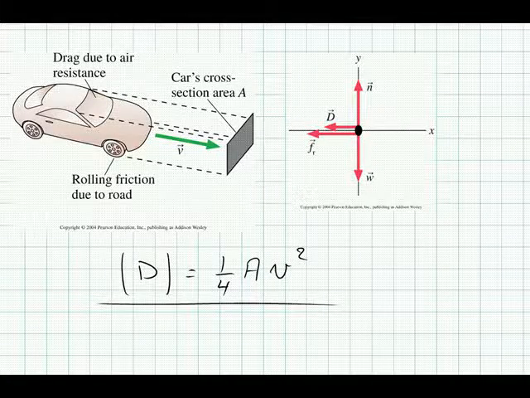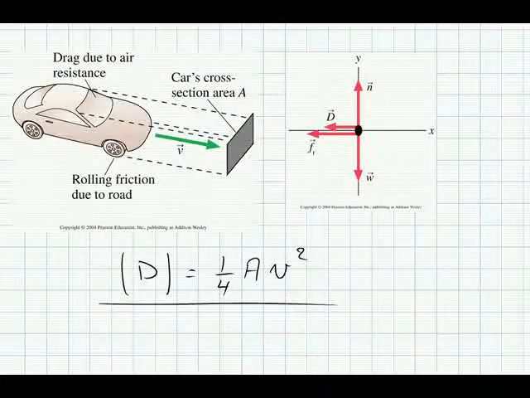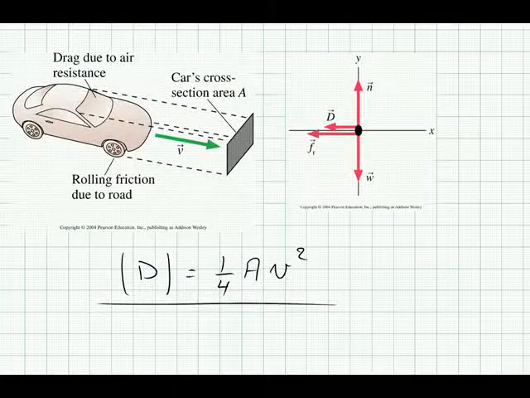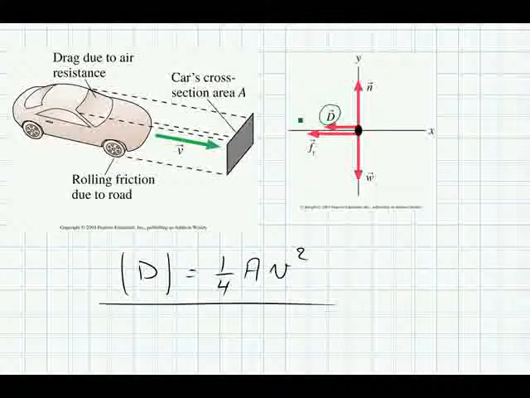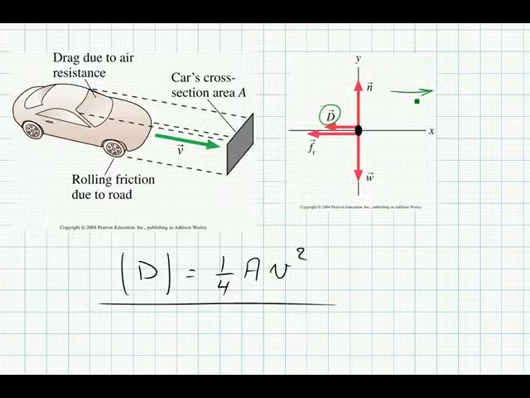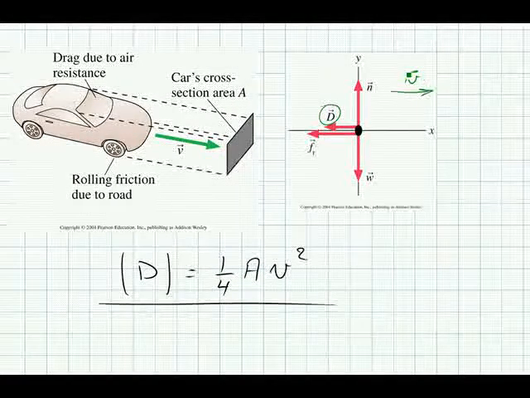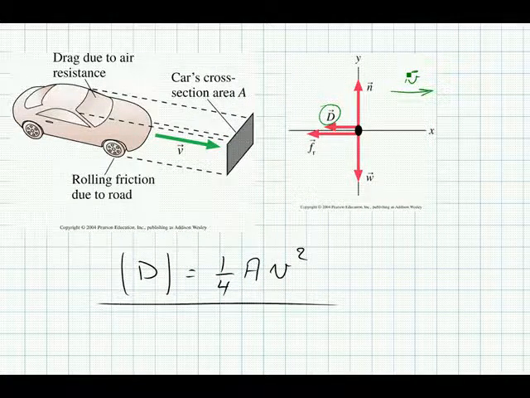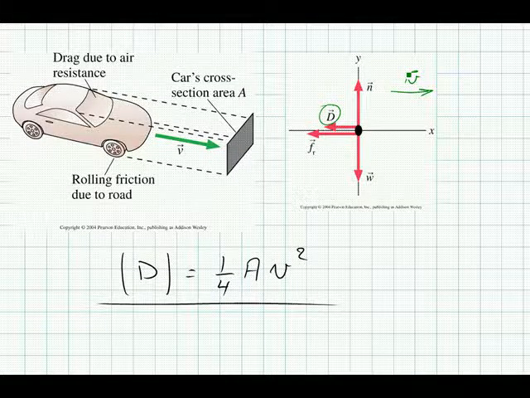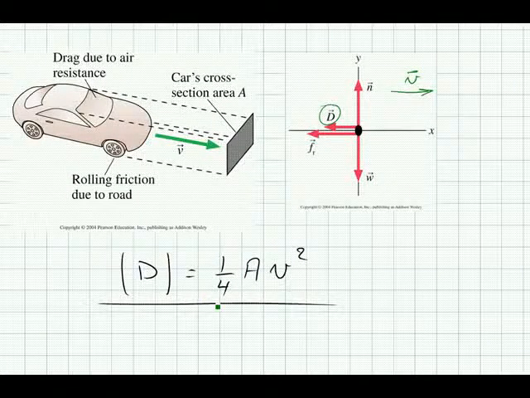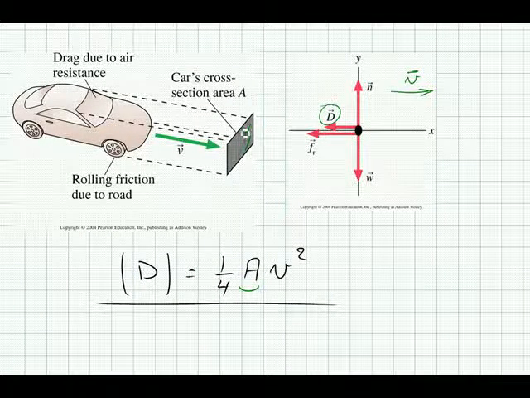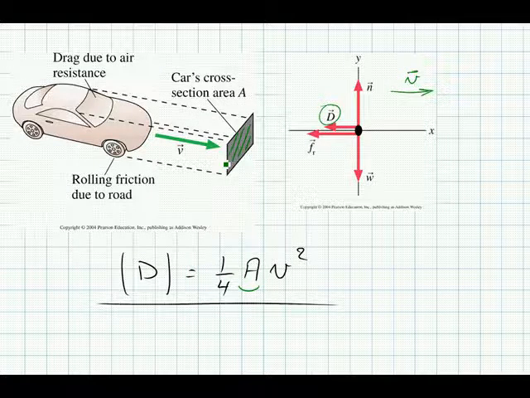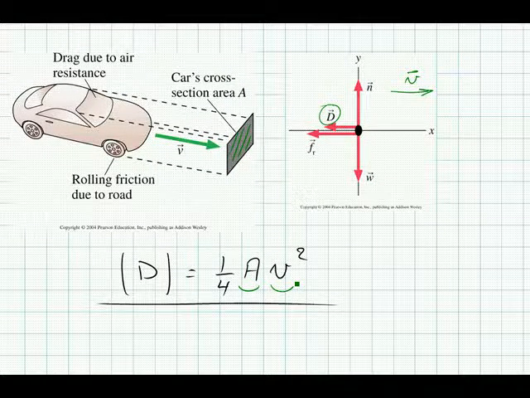Another reminder about the drag or air resistance: we said that air resistance is another friction type force which is always directed opposite to the direction of motion. In this case, the direction of motion is forward in the positive x direction, and its magnitude is approximated by this relationship, which is 1/4 of the cross section, A is the cross section of the object, times velocity squared.